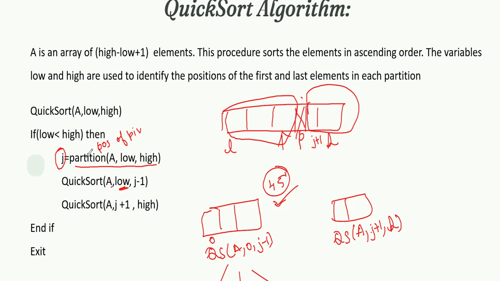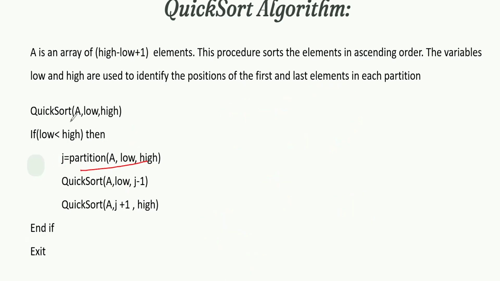Now let us go ahead and see how this partition works. The quicksort is very simple. I'm going to check if low is less than high, and if so, I'm going to call a partition function, and after that it will return a j value. The j value is nothing but the position of the pivot element, and once I get that, I'm going to call two more quicksort functions.